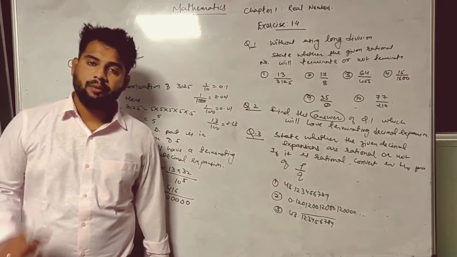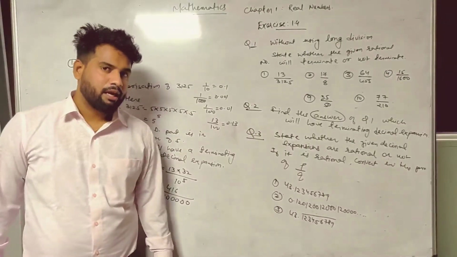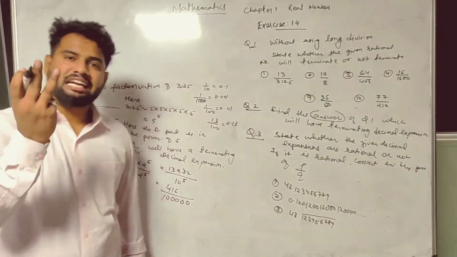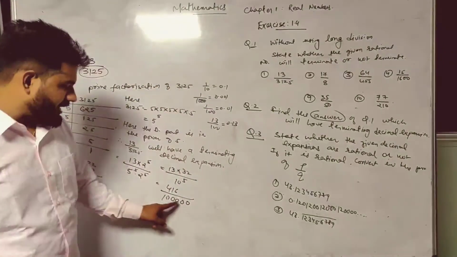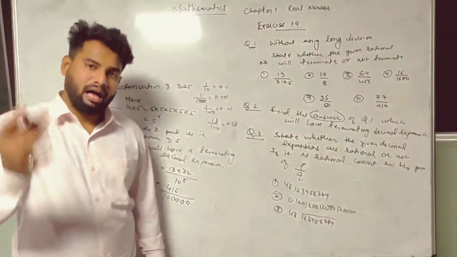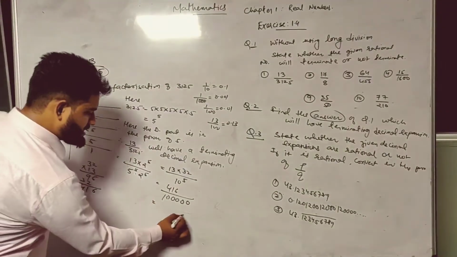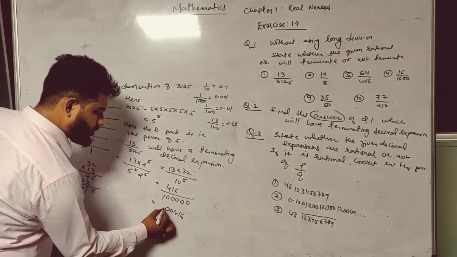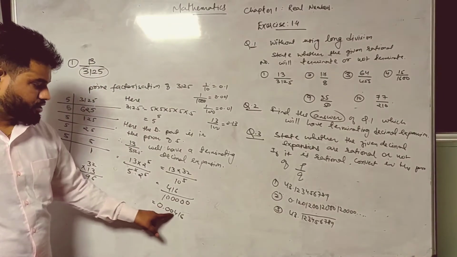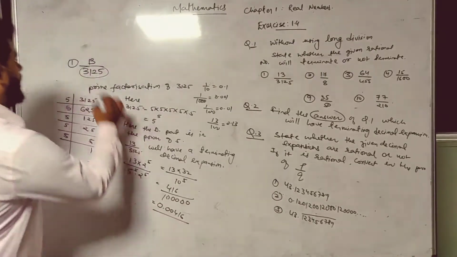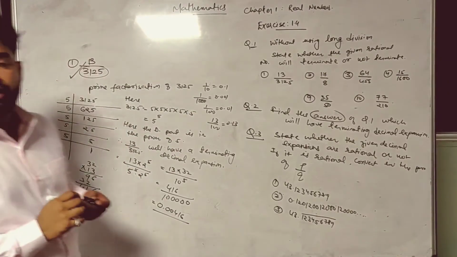So if 100 is there, you are putting the decimal after 2 digits. If 1000 is there, it contains 3 zeros, so you are putting the decimal after 3 digits. A lakh contains 5 zeros, so your decimal should come after 5 digits. So 6, 1, 4, one more 0, and 0. After 5 digits, you are getting the 0. So 0.00416 is your answer for 13/3125.